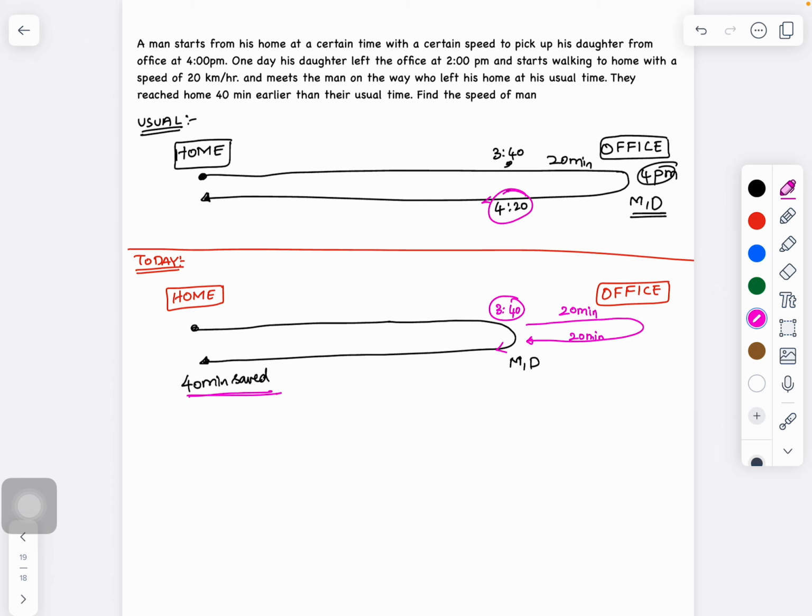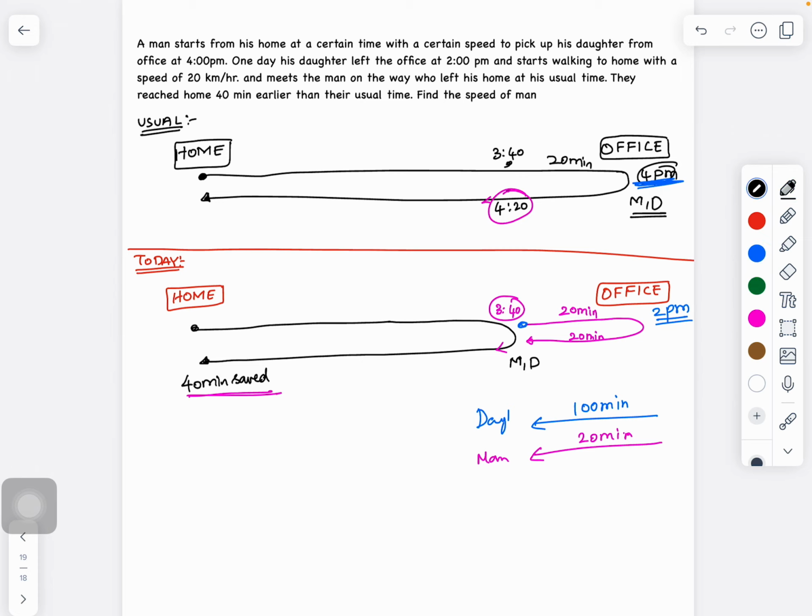Now let us see what is happening from the girl's point of view. From the girl's point of view, usually she will leave at 4 p.m. but today she left at 2 p.m. as per the given data, and she is meeting her father here. So how much time did the girl take to travel this distance from 2 p.m. to 3:40 p.m.? The girl takes 100 minutes to travel this distance. And how many minutes did the man take to travel this distance? The man takes 20 minutes to travel this distance, whereas the daughter takes 100 minutes to travel this distance.